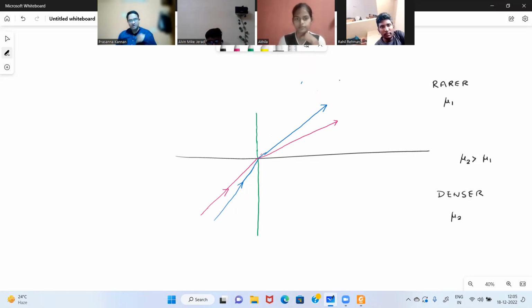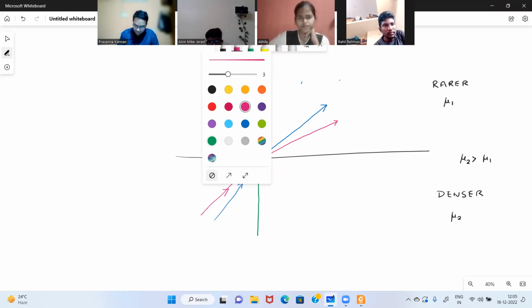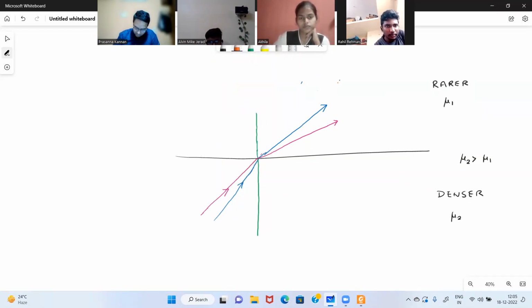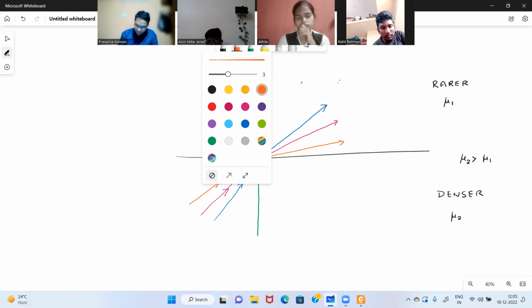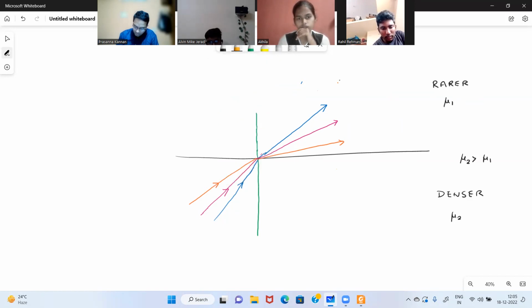Now I'm going to increase the angle of incidence still further. Then the angle of refraction will increase again. Are you able to understand? Yes, sir. Now I'm going to increase it a little further. Then what is going to happen? It is going to bend so much that the refracted ray will be grazing the surface. Are you able to visualize this? Yes, sir.